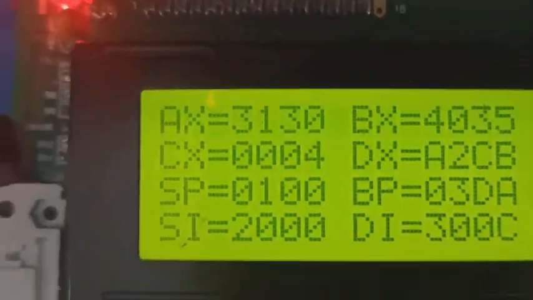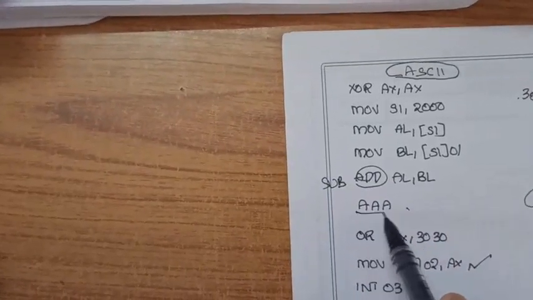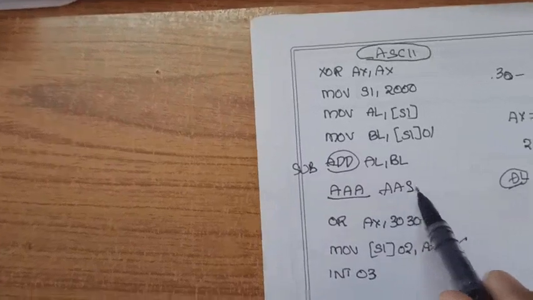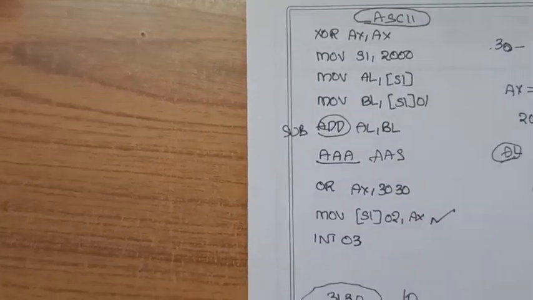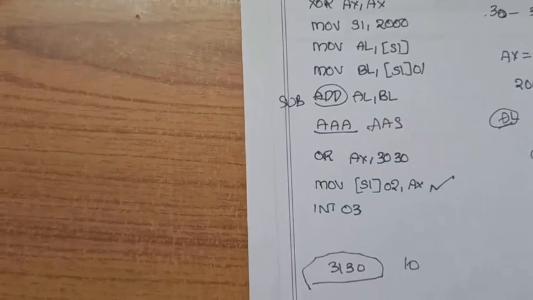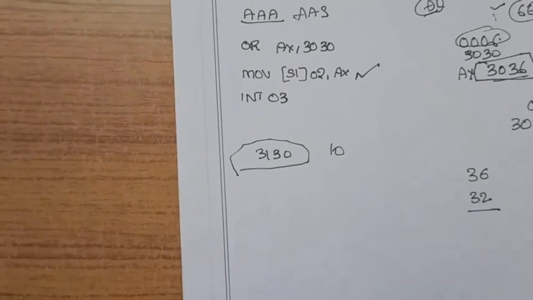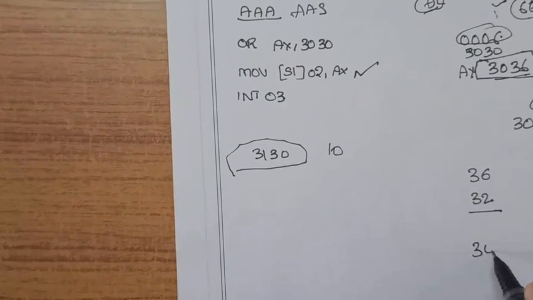In a similar fashion, we can go for ASCII subtraction also, just by changing two instructions here: changing this ADD to SUB and changing this AAA to AAS, ASCII adjust after subtraction. For example, if I have taken 36 and 32 as the inputs for subtraction, what should I get as the output? I should get 34.